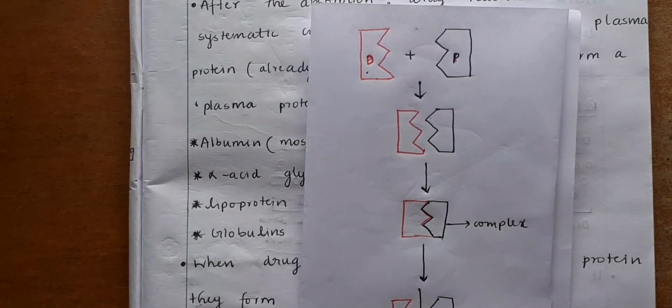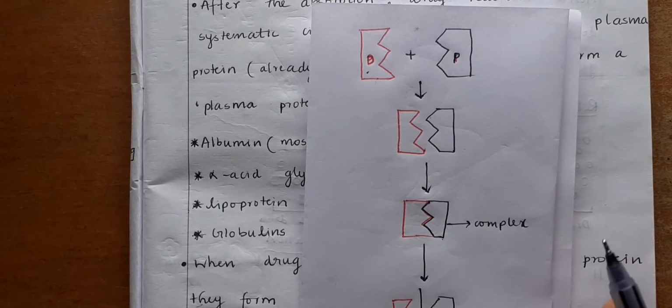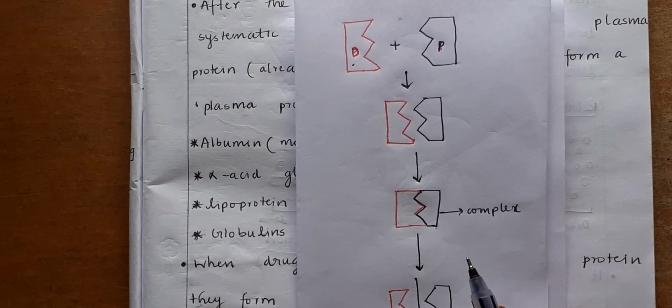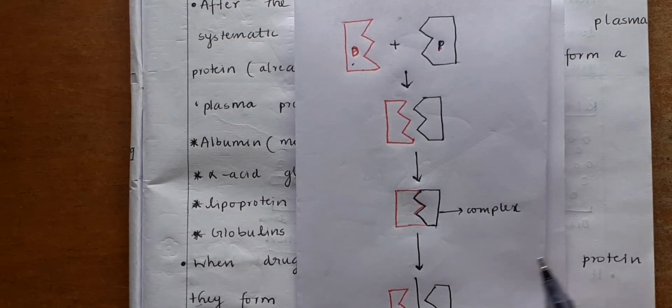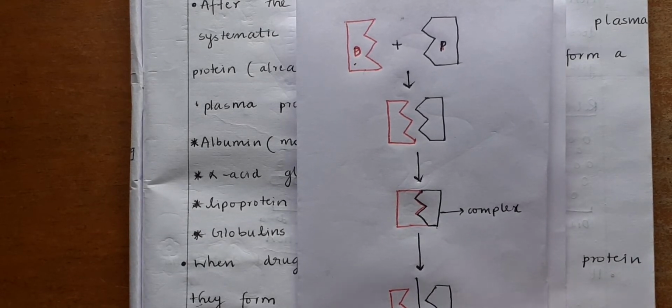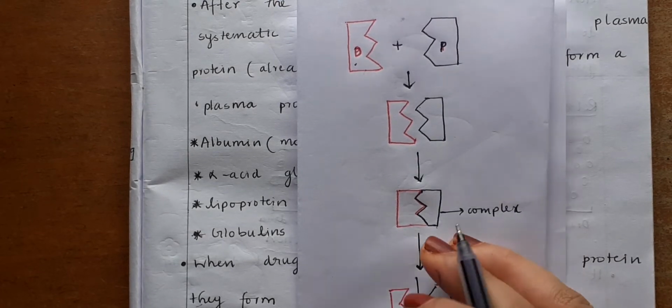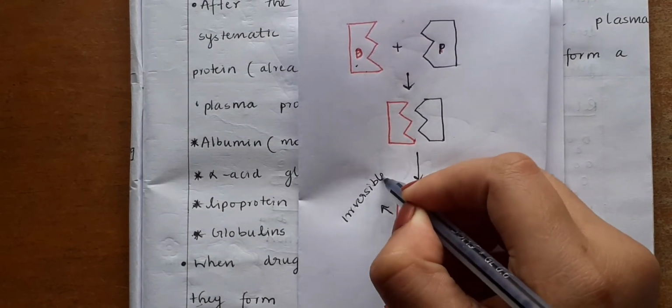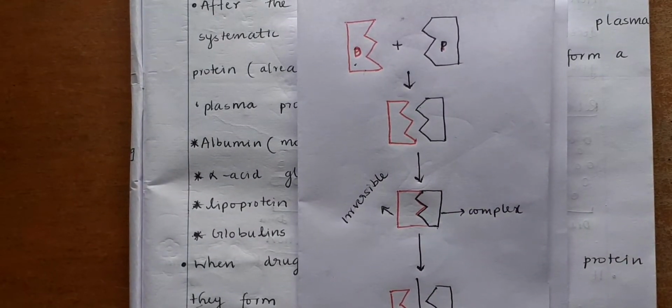Here there are two situations. Either they break down and dissociate to form drug and protein separately after the complex is formed, or else they remain in the same situation. If they convert again to form separately, then it is called a reversible process. So this is reversible. Or else if they remain in the same complex formation, they are called irreversible. I hope you guys understood what reversible and irreversible types of protein binding are.